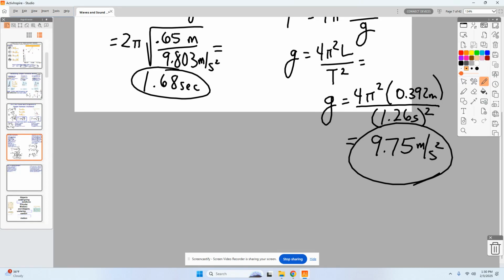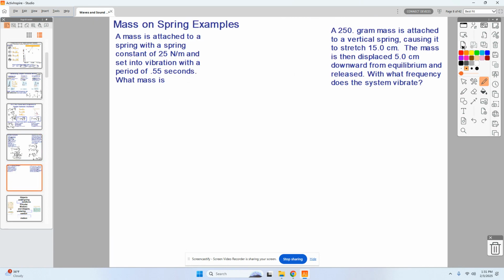That value for G can be very accurately measured by measuring the period. As a matter of fact, this is how we often measure G, is just by using a simple pendulum. Okay? We good? Some new equations. We haven't used these before, but they're fairly straightforward. All right, let's take a look at mass on spring systems.